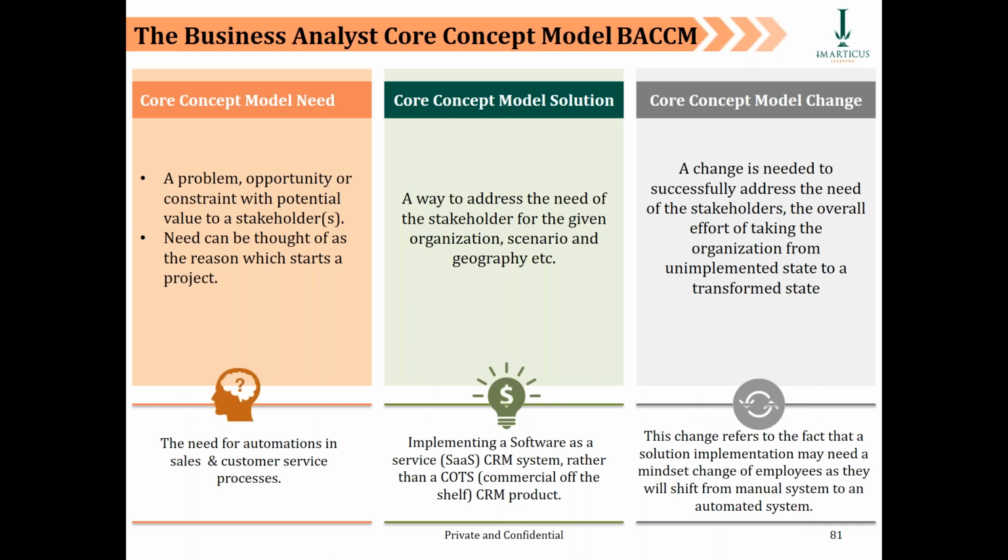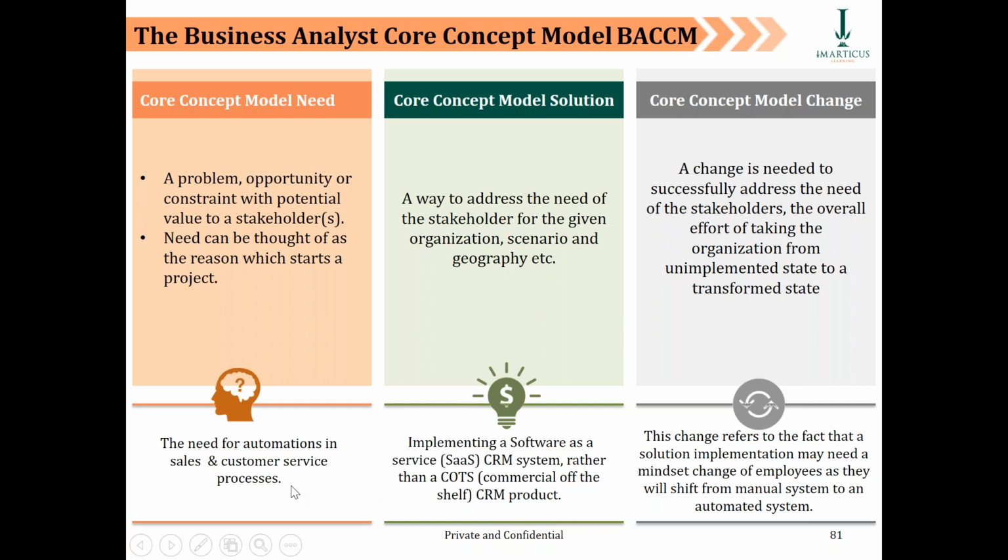Okay, let's understand a little bit more about the core complex model. I said there are 3 things. In fact, there are 6, 3 on this slide, sorry, and 3 in the next. Need: it's a problem, opportunity, constraint, etc. Solution is how we are addressing that need. Change is something which we need to successfully address the problems, either of the stakeholder, user, etc.